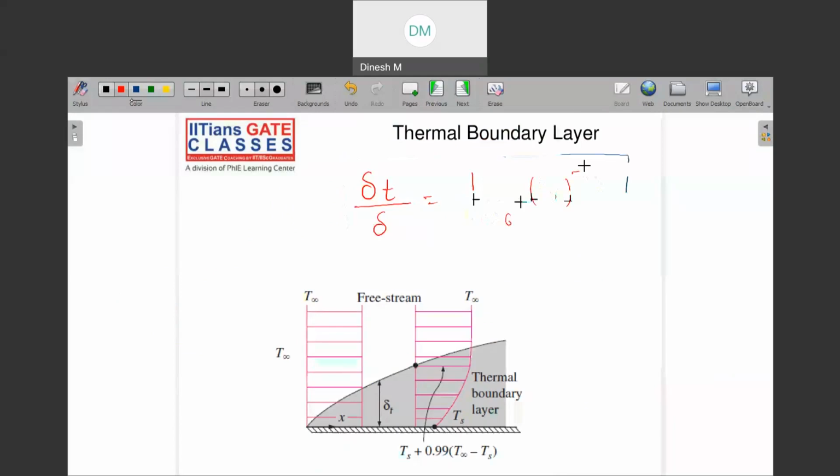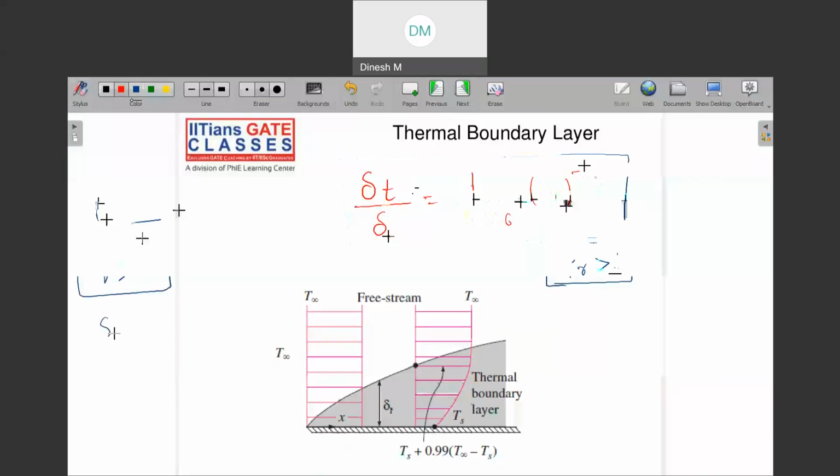So if you remember this relation, then you can always find out the magnitudes of delta and delta T. So let us say my Prandtl number is greater than 1. If Prandtl number is greater than 1, what happens with this value? Prandtl number is the ratio of nu upon alpha. So if this value is greater than 1, then I can say nu is greater than alpha. If nu is greater than alpha, then delta is greater compared to delta T.